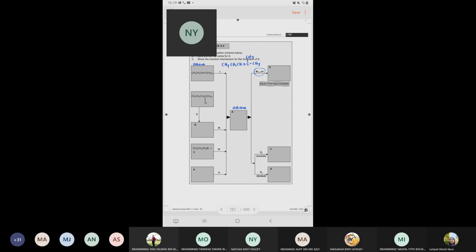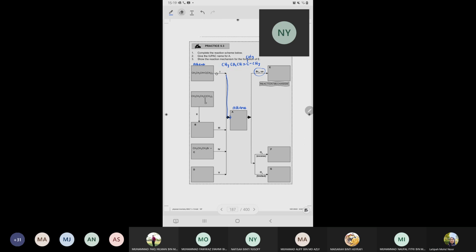Okay, so sekarang ni kita ada alkene. What is one? Kita nak produce alkane. Kita tengok arrow dia daripada sini. Kemudian ke bawah. Okay. So what is reagent and condition one?